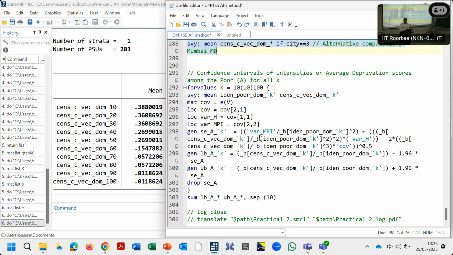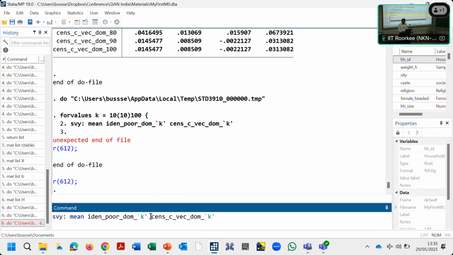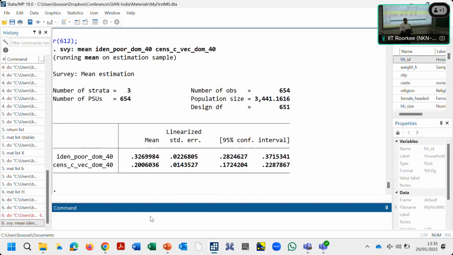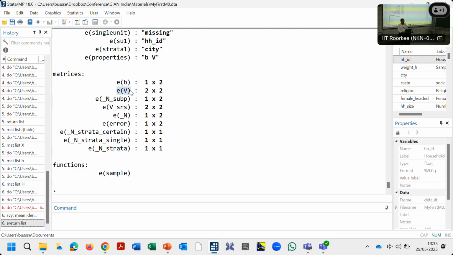If I run these first two together, oh sorry, I have to run them together. Let's just take 40 and then 40. If you run these two means together, and then you say ereturn list, you have this e(V) as the variance-covariance matrix.